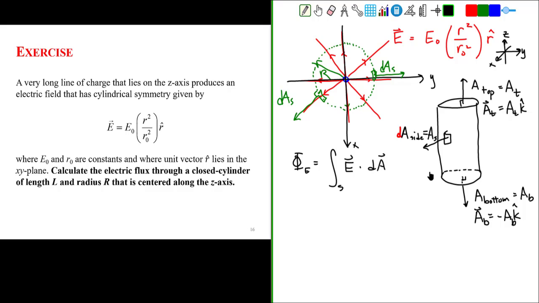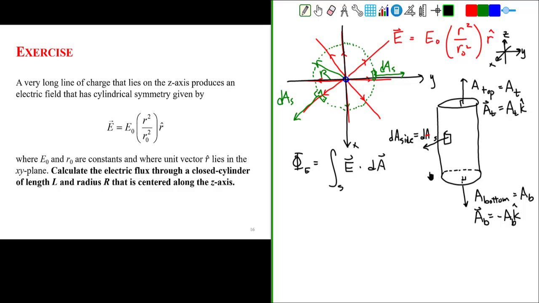And the reason why I am looking at the area vector differential is that the area vector is changing depending on where we are on the cylinder. It matters, but maybe not. And you'll see why I say maybe not. The main point I want to get across right now is to evaluate the electric flux over this closed surface.